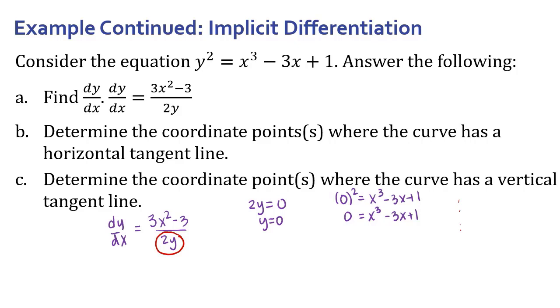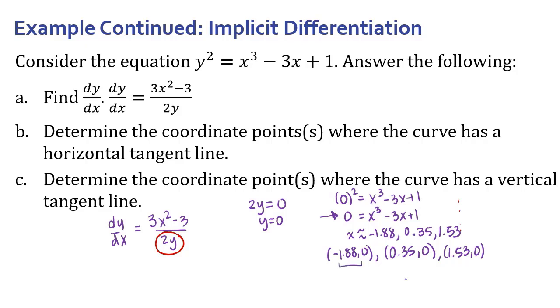So if you throw this into any of those CAS systems, you'll end up getting that x is approximately negative 1.88, 0.35, and 1.53. So the coordinate points that are going to have a vertical tangent are at x equals negative 1.88, y equals 0; 0.35, 0; and 1.53, 0. I'll show you how to actually solve this using Desmos on that next page, and then also how we can go through and actually see if this is the true case. So next slide, I'll go through that.